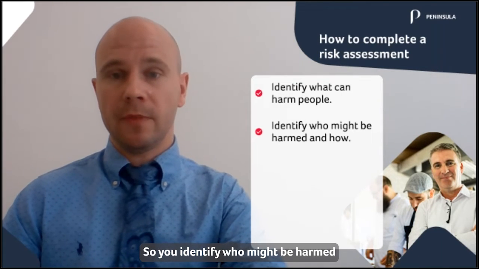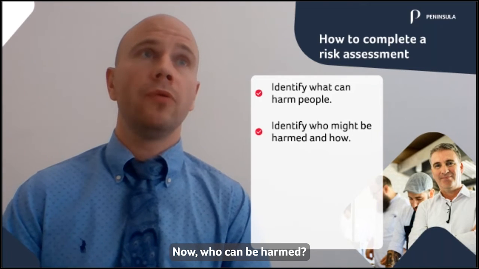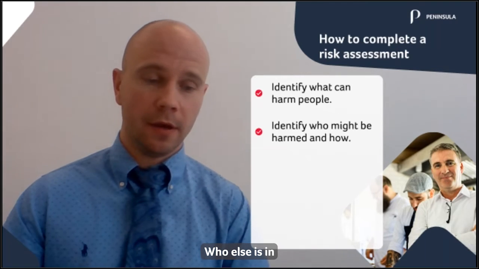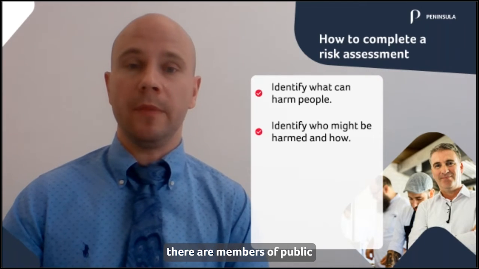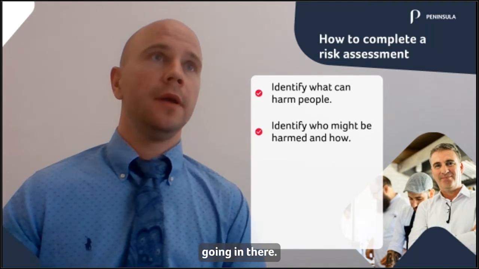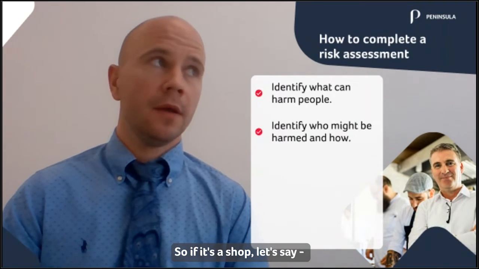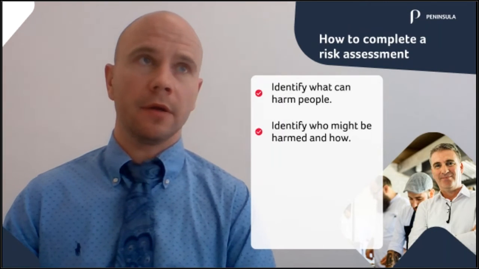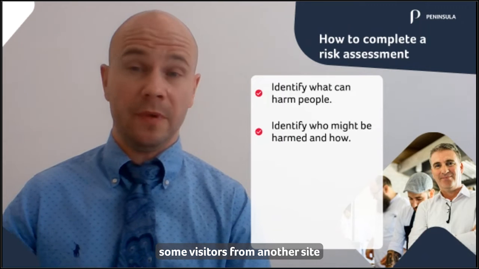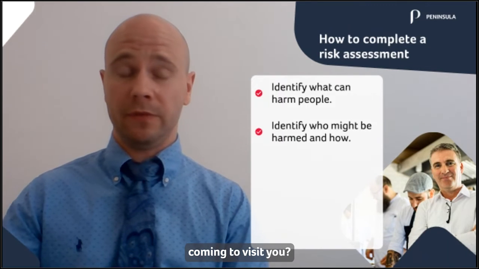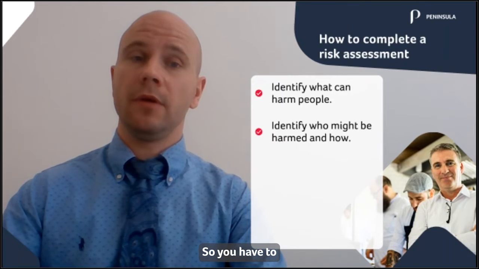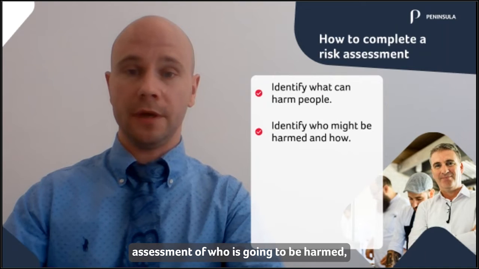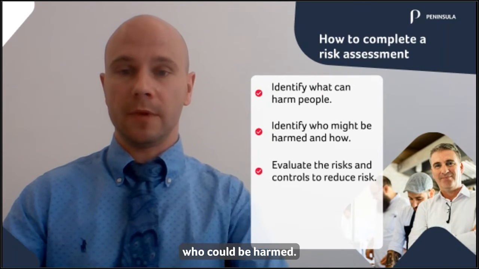So you identify who might be harmed and how. Now, who can be harmed? Of course, first of all, your employees. Who else is in there? Are members of the public going in there? So if it's a shop, let's say, some customers. Could it be some visitors from another site, or maybe just some visitors coming to visit you? So you have to explain in the risk assessment who could be harmed.